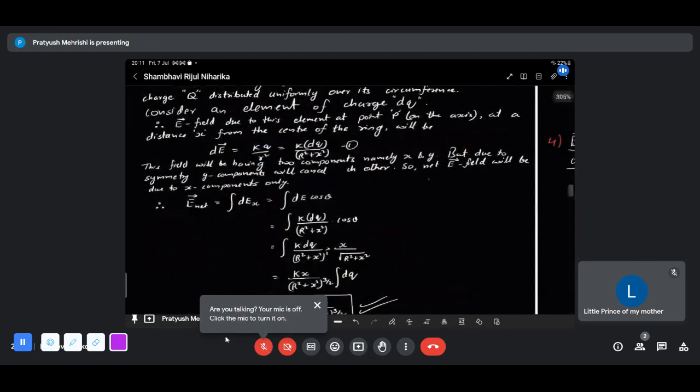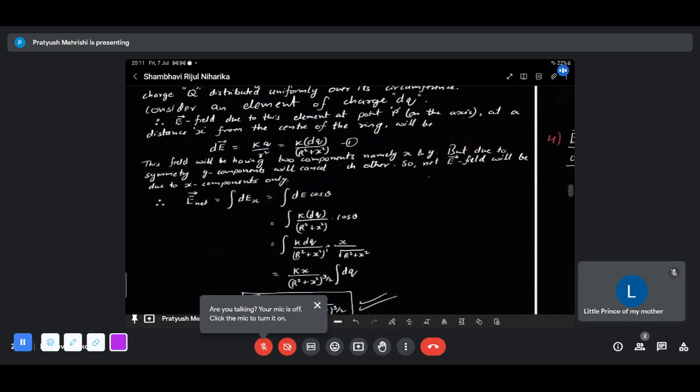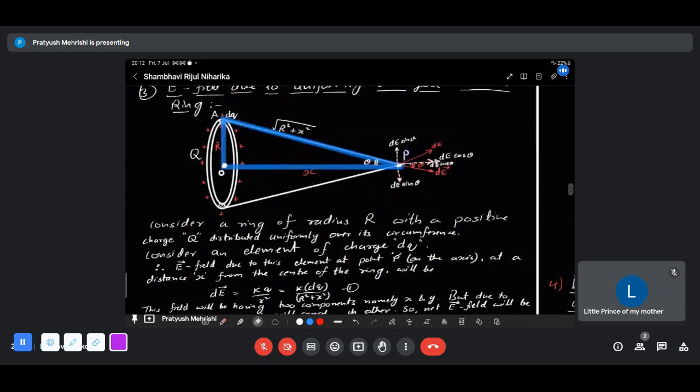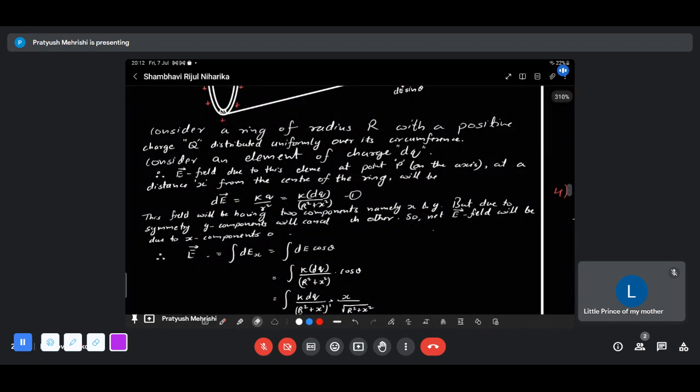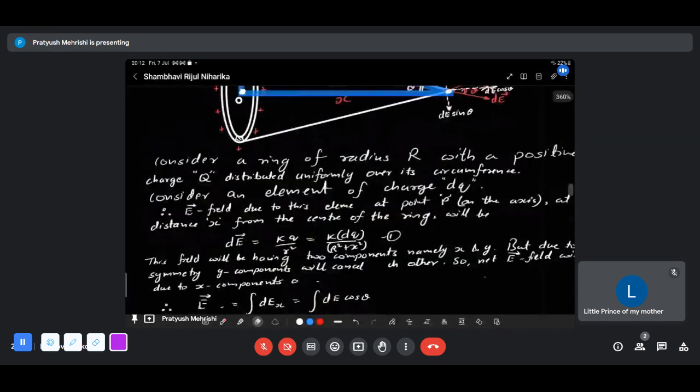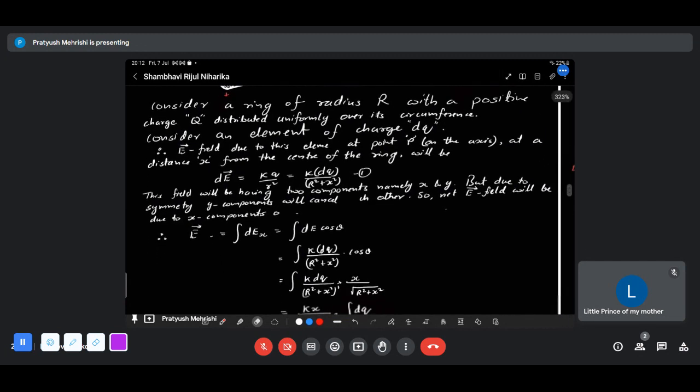Now how to calculate the field? Again, we will consider a very small charge element dq. That small charge element will have its electric field at point P, and that small field will be equal to kq upon r square. We know that. Q is dq. But we know that this electric field is in two directions, x direction and y direction.